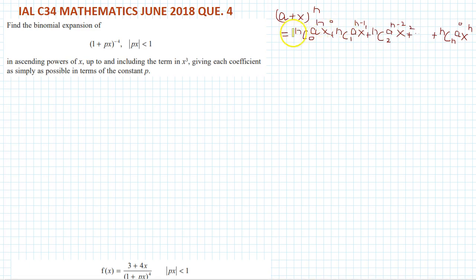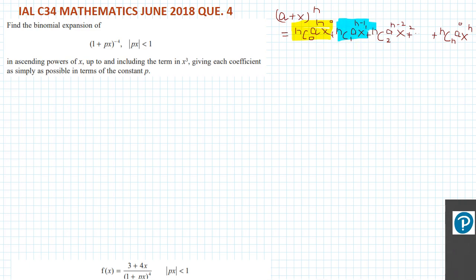So this is the first term. Then this is the second term. This is the third term. And this is the nth term. That's how we do the expansion.